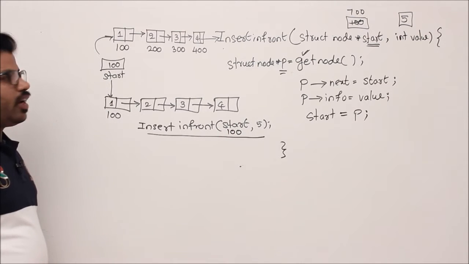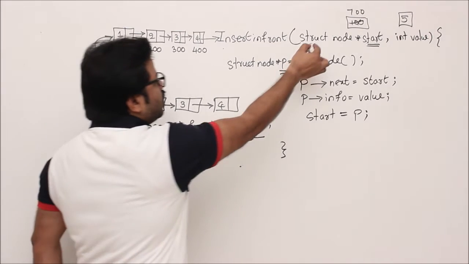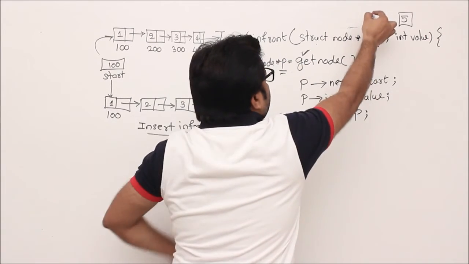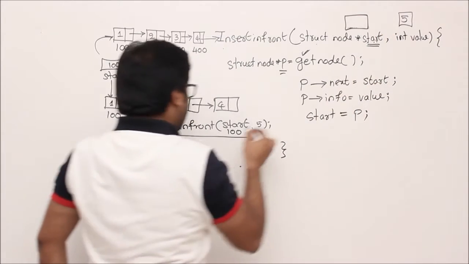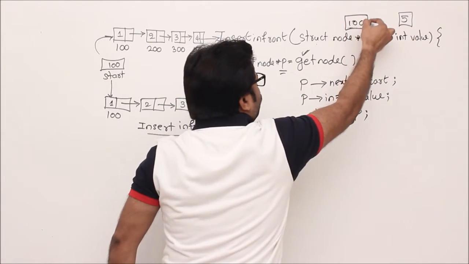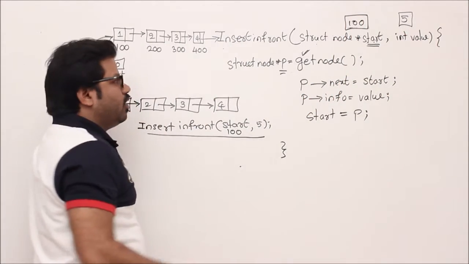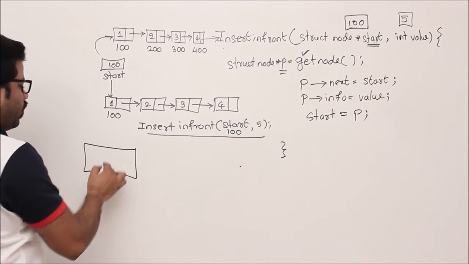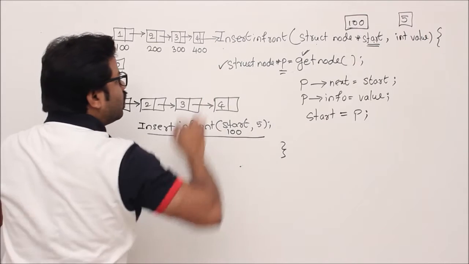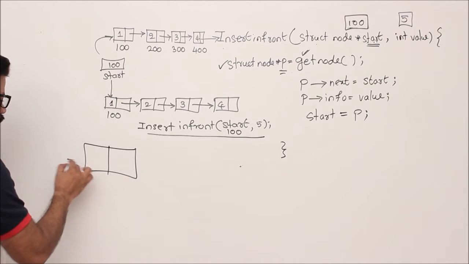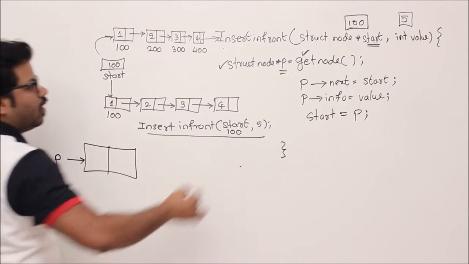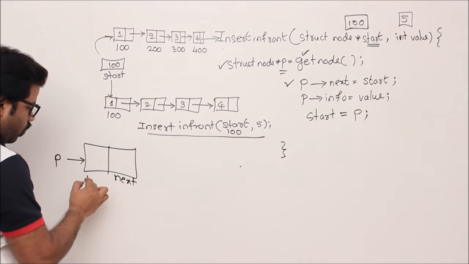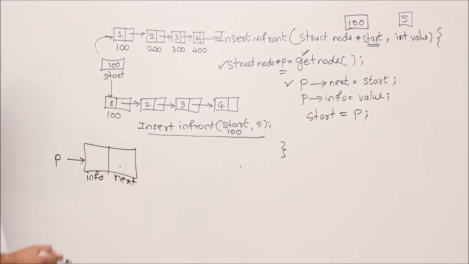Whenever you call it, this method will start executing. So this start is going to take this 100, and that value is going to take 5. Let's begin. P equal to get node. Perfect. One box is created. Done. Now P is going to be the pointer for that. Then P cap next equal to start. So this is the next field, this is the info field. In the next field we are writing what?